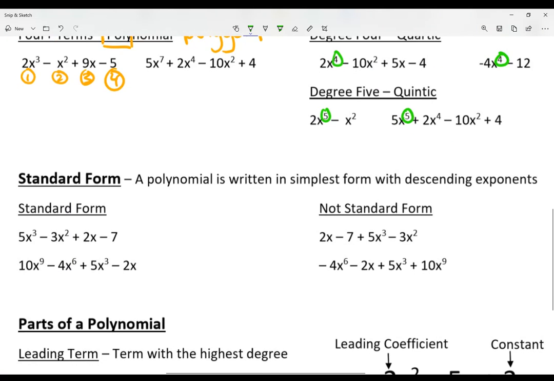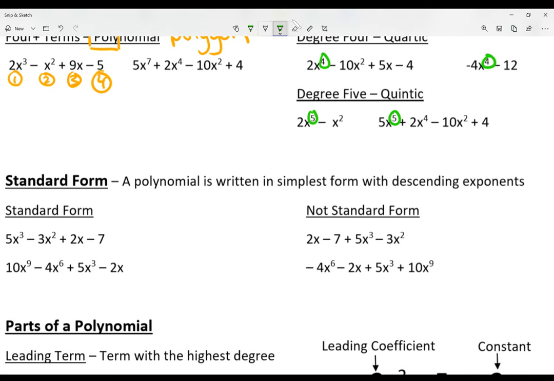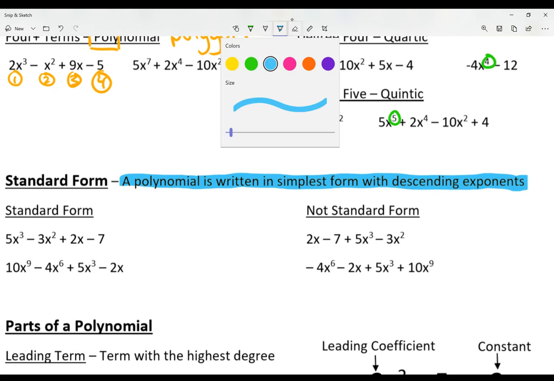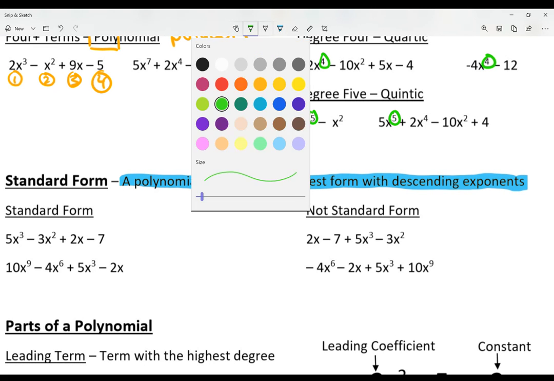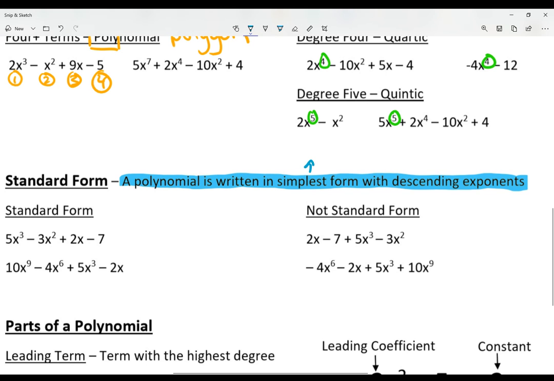If all of these exponents are written in descending order, we say a polynomial is in standard form. So this says a polynomial is written in simplest form with descending exponents. So simplest form just means all like terms are combined. I'm just going to write the word combined. And descending means from big to small.